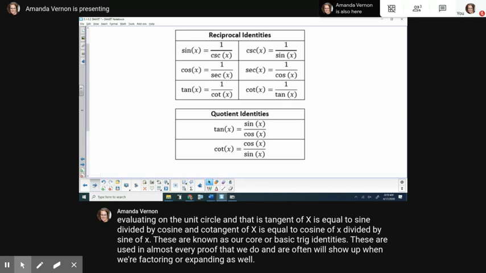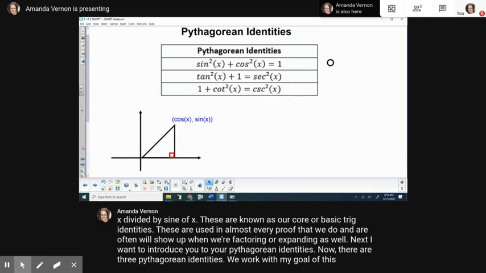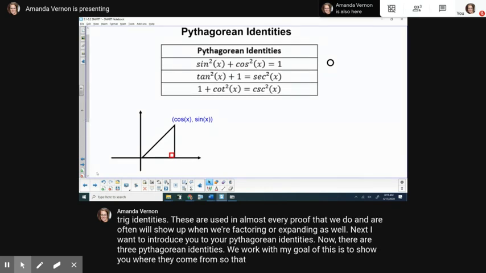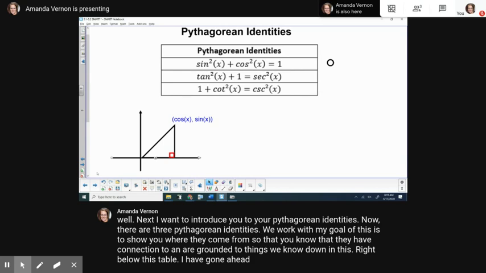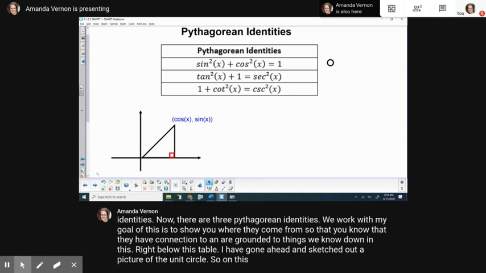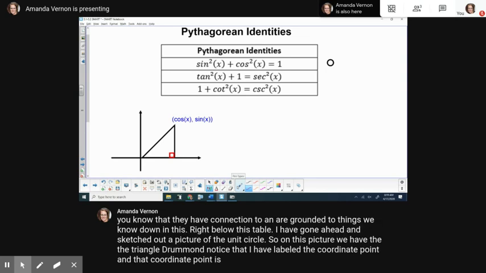Next, I want to introduce you to your Pythagorean identities. Now, there are 3 Pythagorean identities we work with. My goal is to show you where they come from so that you know that they have a connection to and are grounded in things we know. Right below this table, I have sketched out a picture of the unit circle. On this picture, we have the triangle drawn in. Notice that I have labeled the coordinate point, and that coordinate point is cosine comma sine.